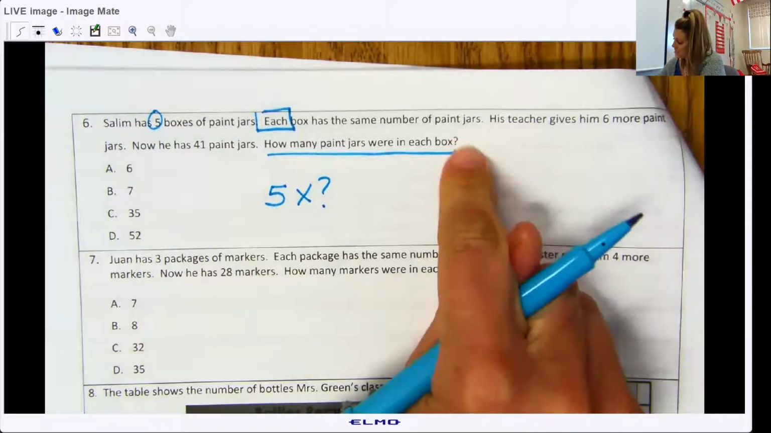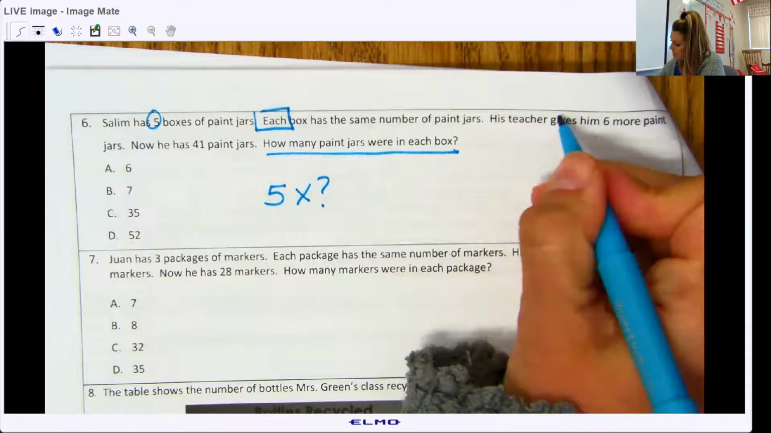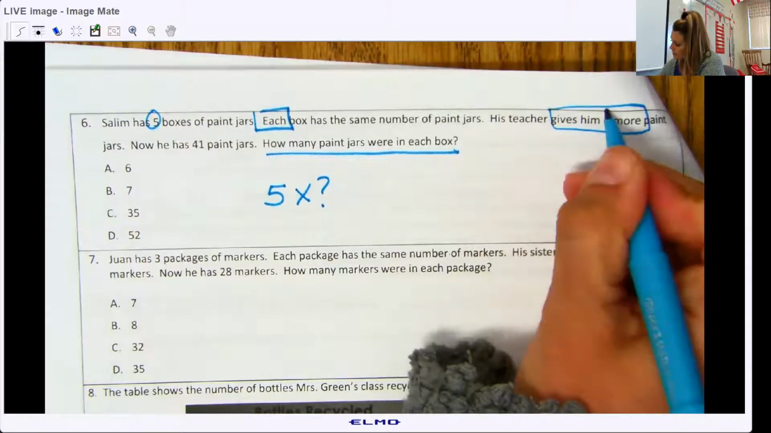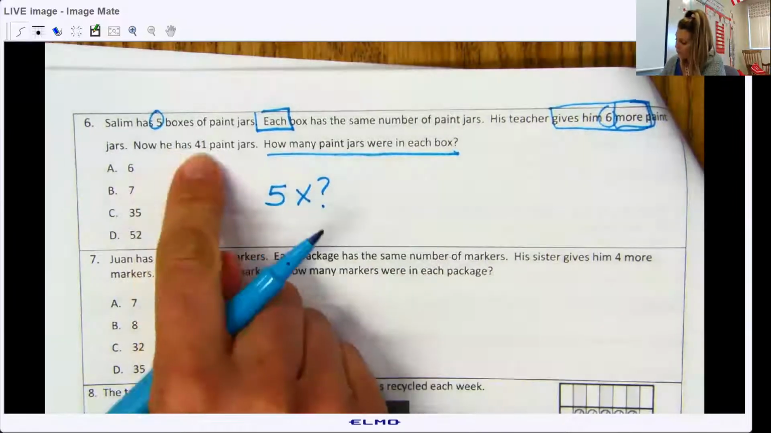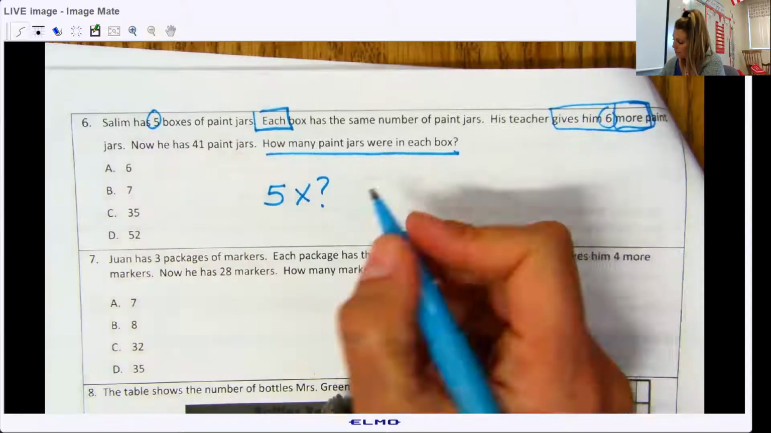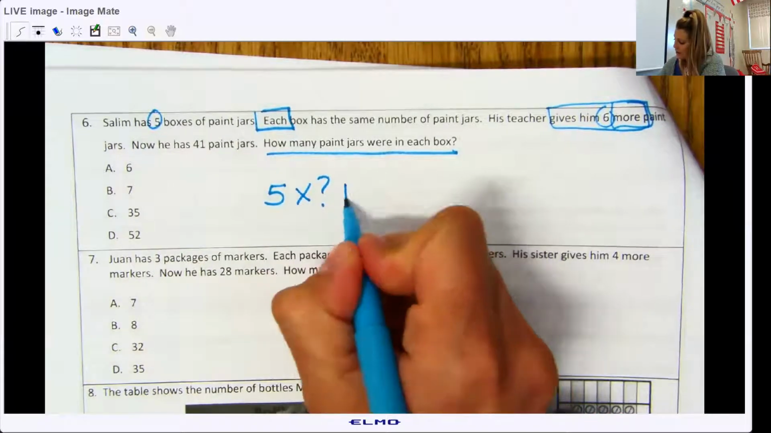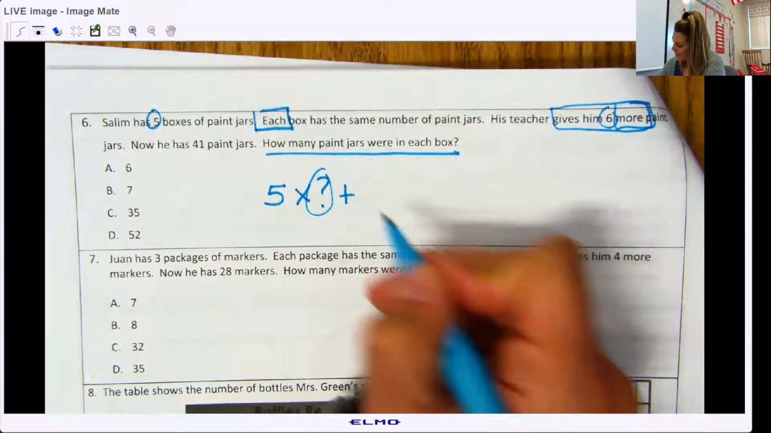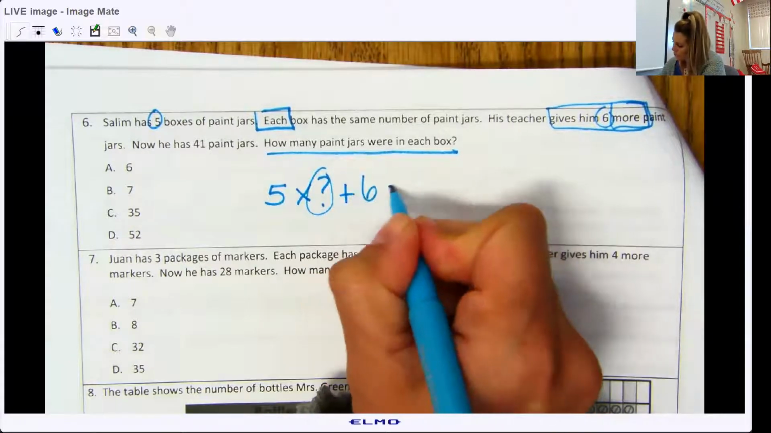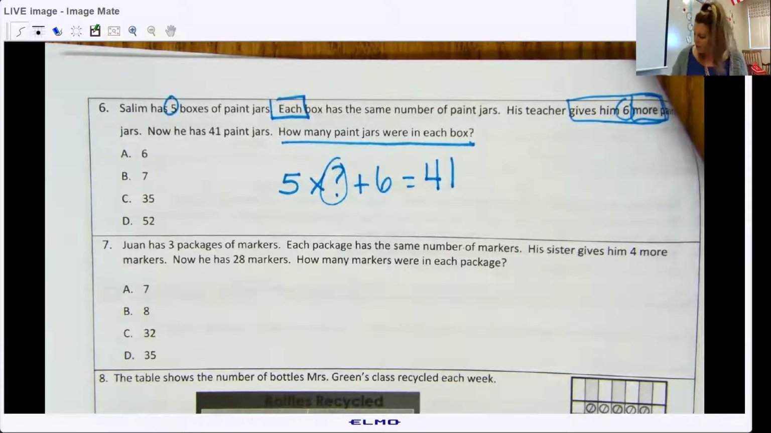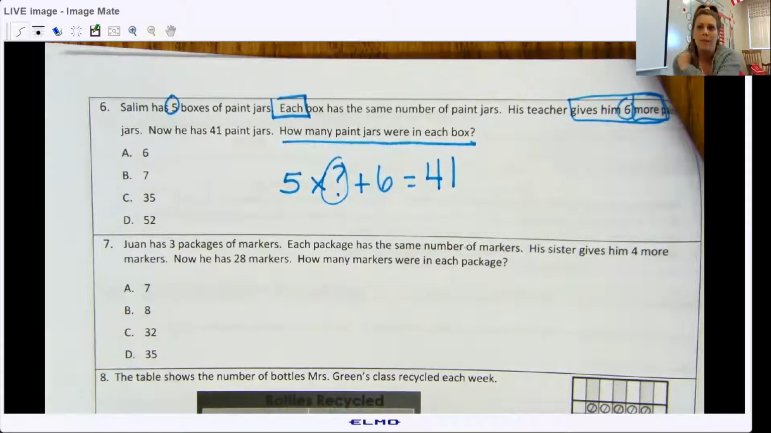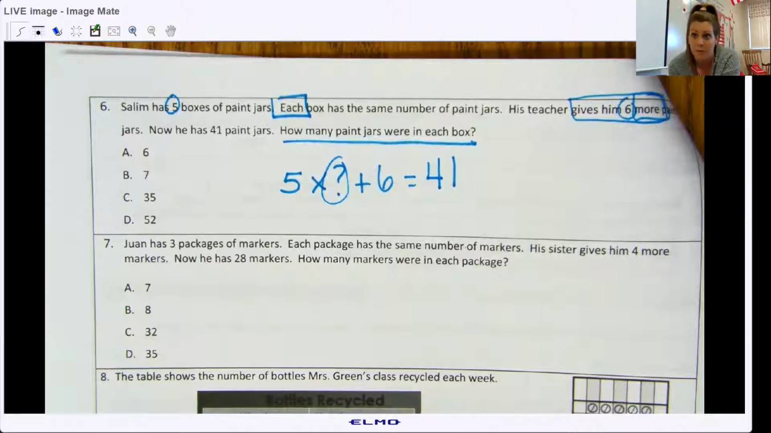But then his teacher gives him 6 more. 6 more. So we know we're going to have to what? Add, right? Now he has 41 paint jars. So it's kind of like this. 5 times, we don't know, plus 6 equals 41. Now this one might have been tricky for you, but guess what? Number 7's the same. So I'm going to really help you with number 6. Maybe you already have the answer. If you do, kiss your brain. If you don't, it's okay.